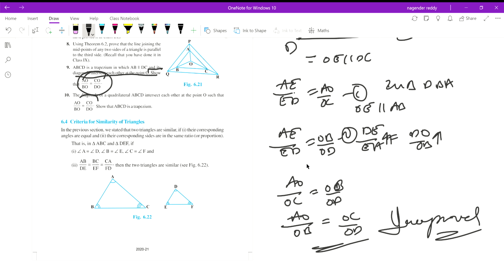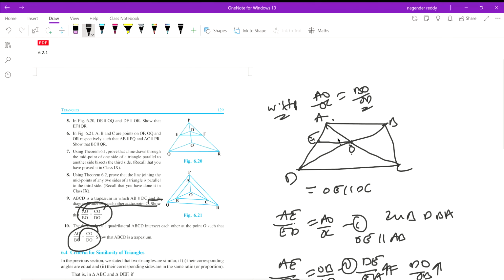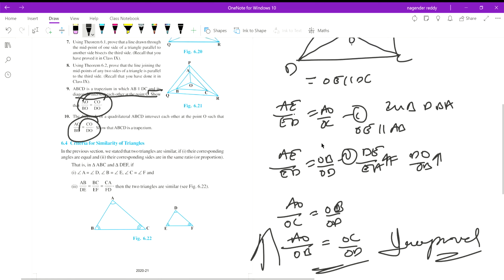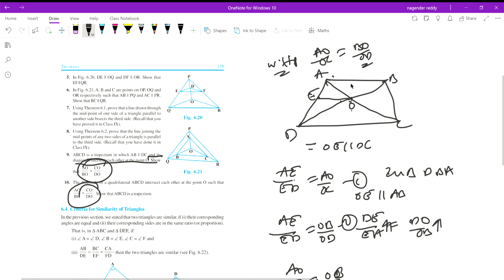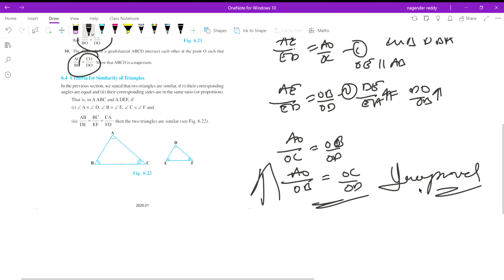And this is nothing but the converse of this one. I'll explain. Given AO by OB, do cross multiplication. If this condition happens, take the middle line, then we can prove that obviously OE is parallel to AB and DC. Then ABCD is a trapezium.